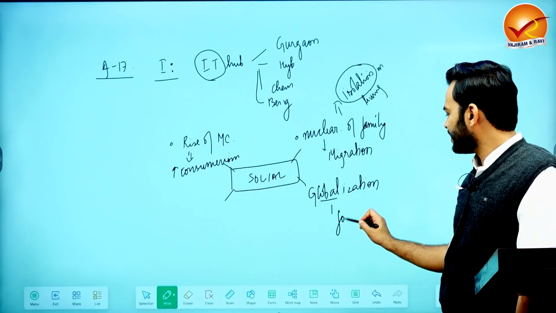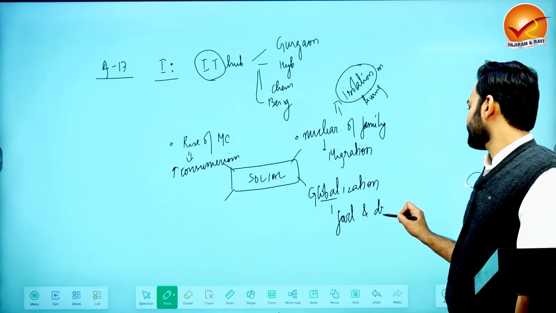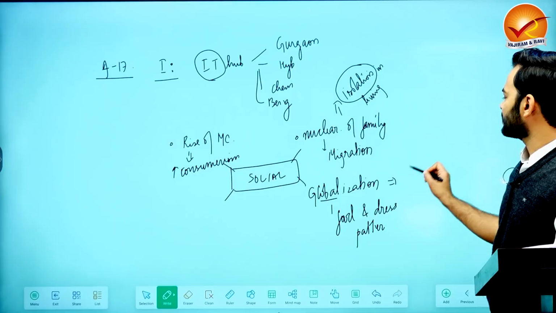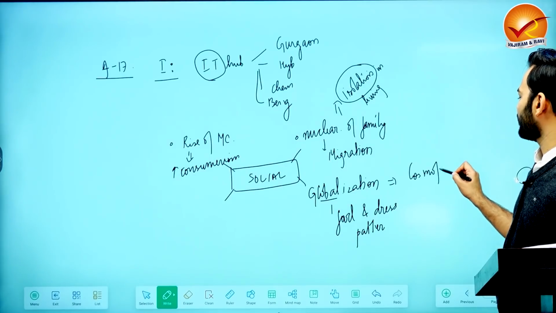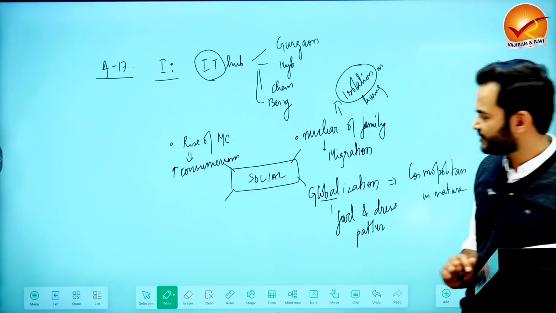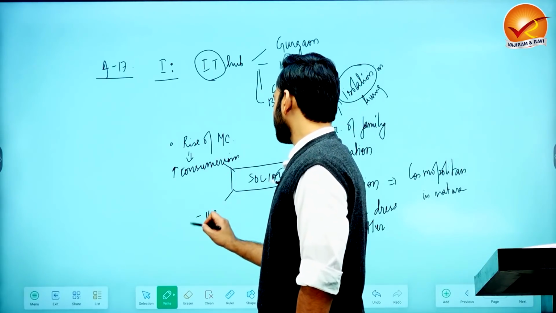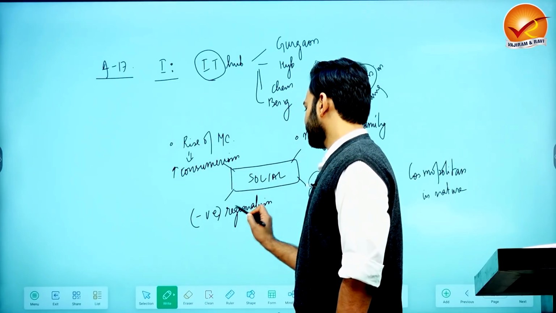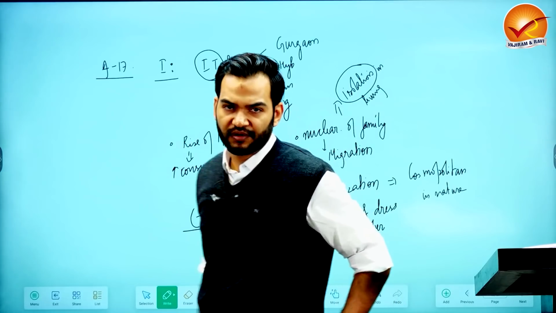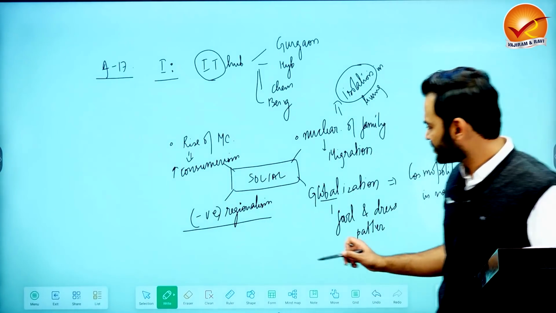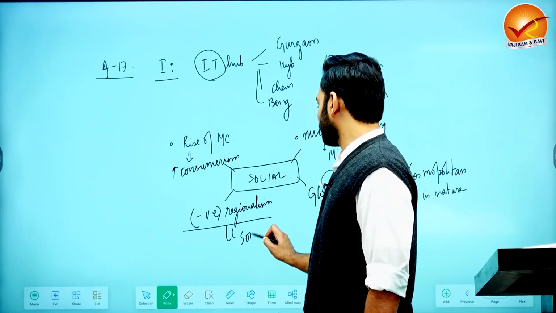in food and dressing patterns, and this also makes the culture cosmopolitan in nature, social implication. And lastly, it creates problem of negative regionalism, negative regional in the form of sons of the soil doctrine.